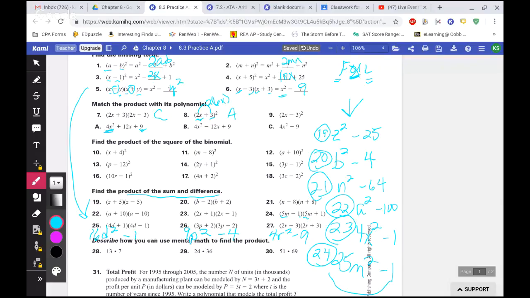Was the answer for number 5 negative? Well, see, here's the negative right there. They kind of fill that in for you because it's the difference of 2 squares. And so 9 is B.